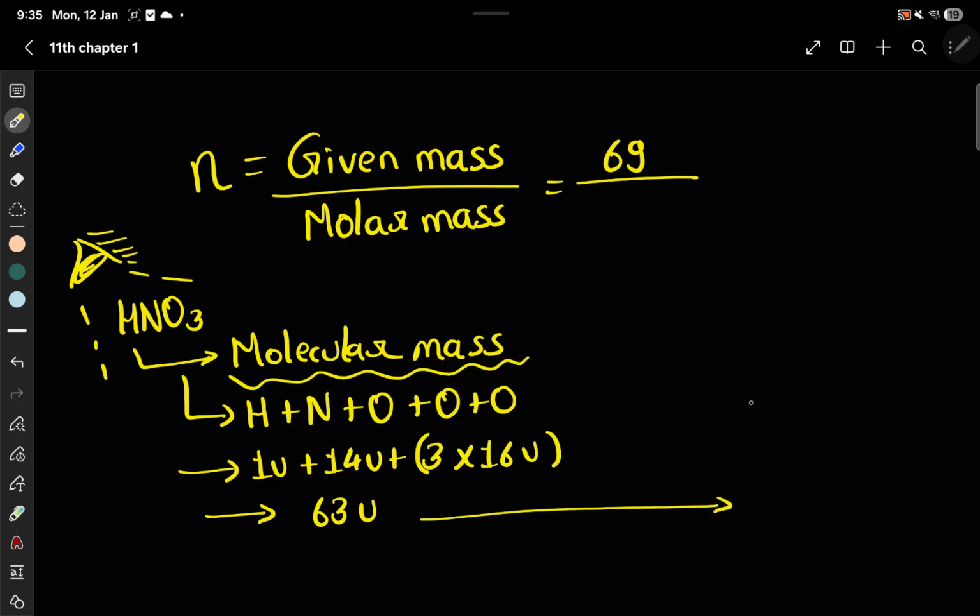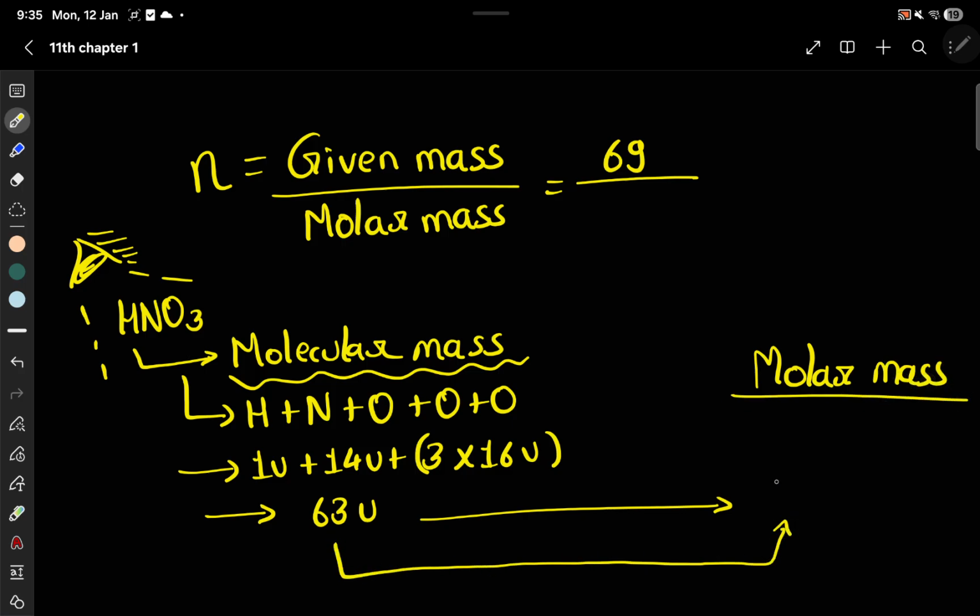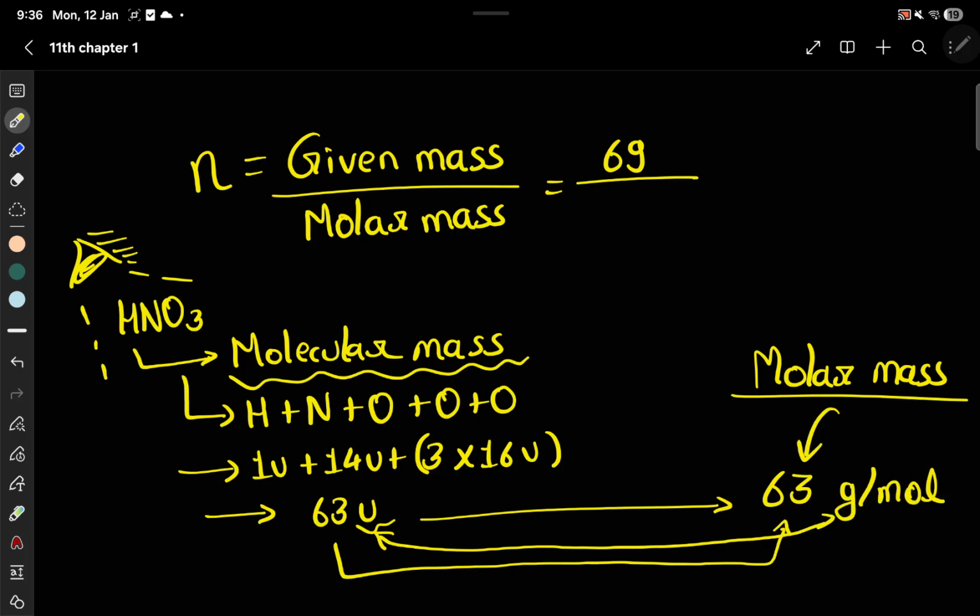Now to convert it into molar mass, if you do remember our trick, let me tell you again what the trick was. We have to copy down the magnitude, which is going to remain 63 only, but we are going to change the unit U to grams per mole. So that's the molar mass of nitric acid. Let me put that data in the denominator, 69 divided by 63. If we solve that, we get our answer as 1.095 moles.